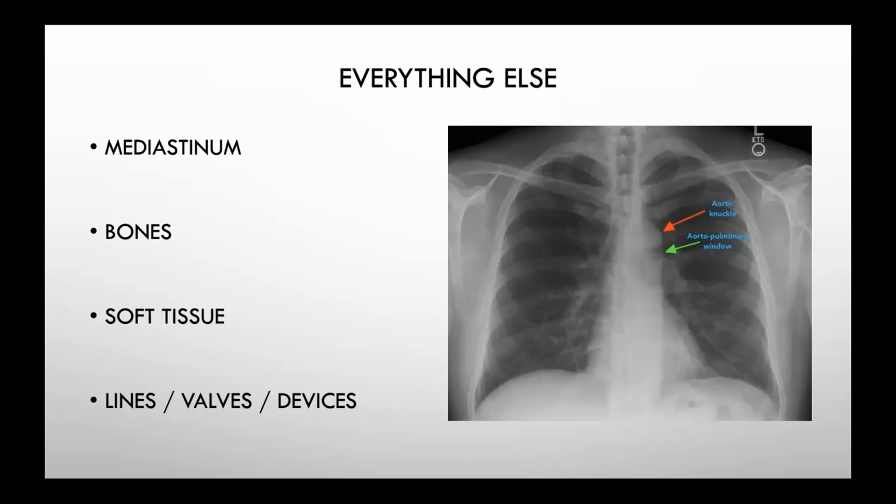And look very, very carefully at your bones. Chest x-rays are notoriously difficult because everyone focuses on the lungs and the heart, and people forget to look at the bones, and there's an irritating number of bones on a chest x-ray. Soft tissues, you can sometimes see surgical emphysema. You might be able to see evidence of a calcifying hematoma. And then lastly, lines, valves, and devices.